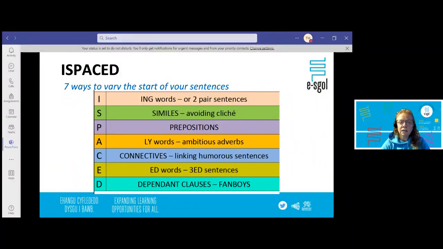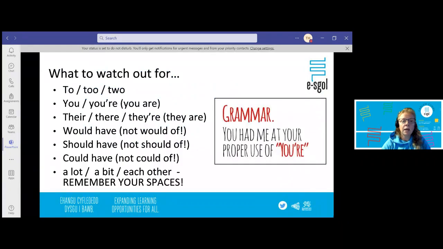C stands for connectives, trying to link together your sentences. E stands for the ed words, so the past tense, trying to create those ed sentences. And D stands for the dependent clauses, so you use fanboys to do that one. And then here are some grammar pitfalls that people often miss out or mix up in the exam, so it's useful to use those.